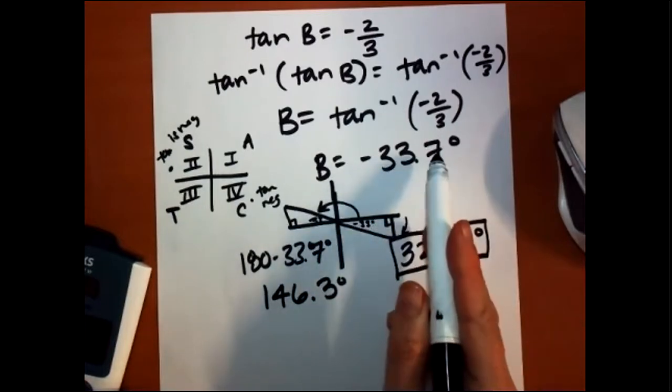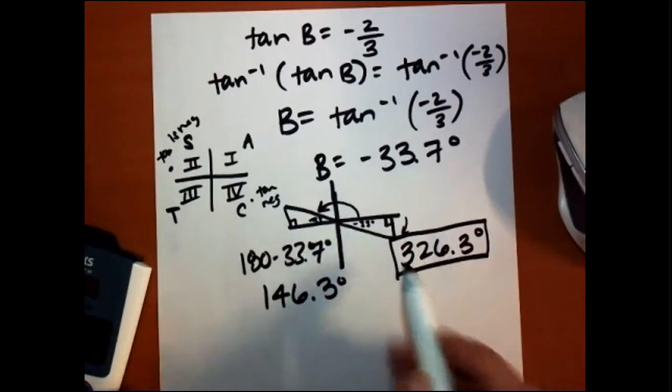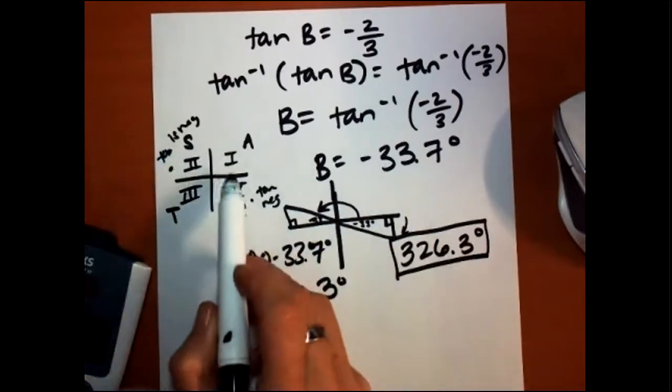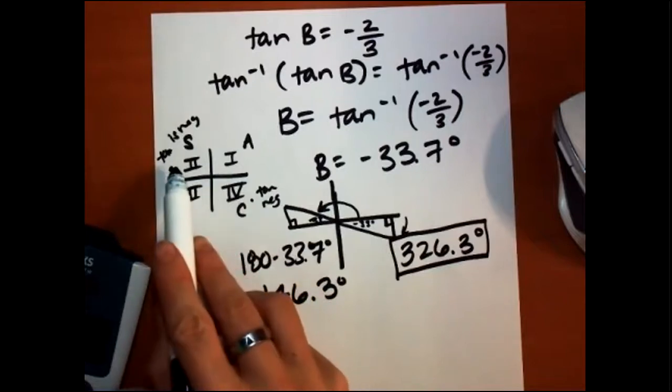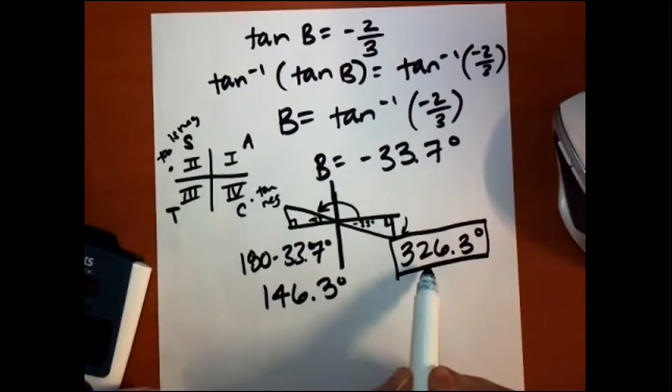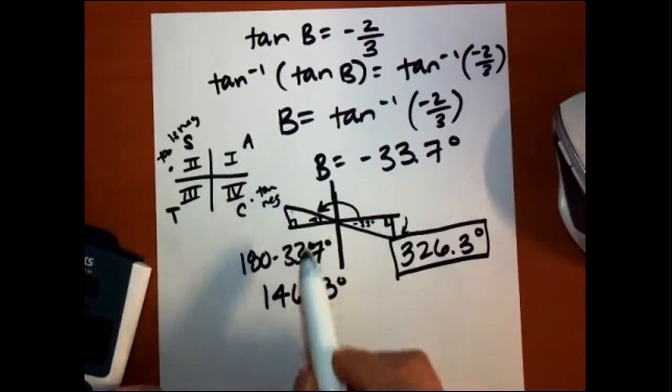So our two answers are 326.3, which we got from our calculator. We got negative 33.7, so we added 360 to get that guy. And to find the other one, we used the quadrants. We know tangent is going to be negative in the fourth and the second quadrant. Our initial answer gave us an answer in the fourth quadrant, so we need another answer in the second quadrant.